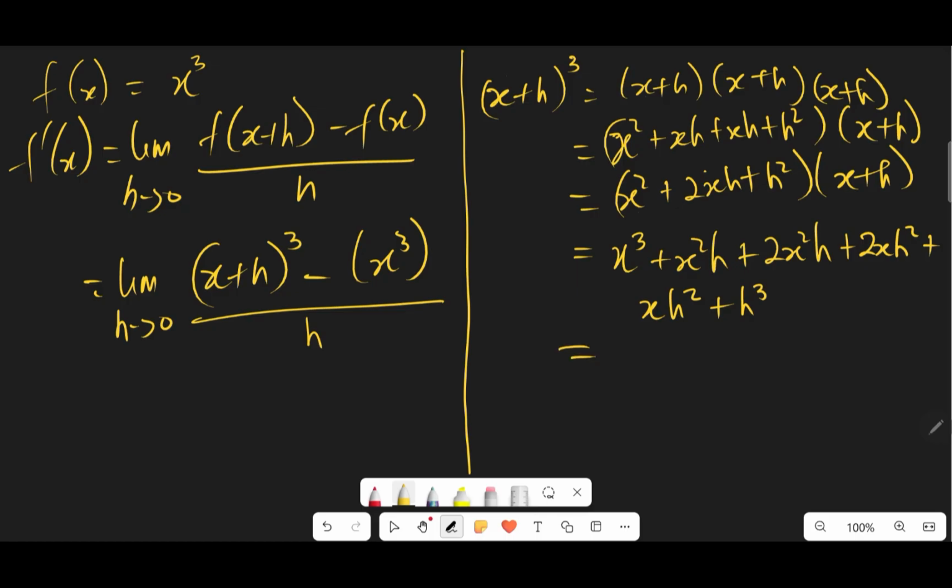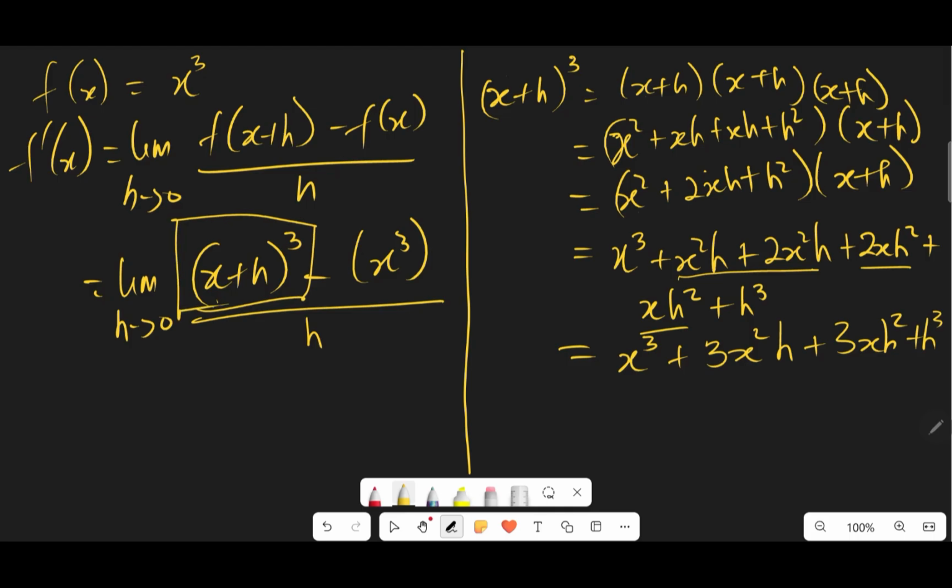Now we can break this down a little bit. We can see that this x square and this x square, this and this can be simplified, and this and that can also be simplified. So we are going to get x cube plus 3x square h plus 3xh square plus h cube. So that's what we are getting, and we are putting it on this one.